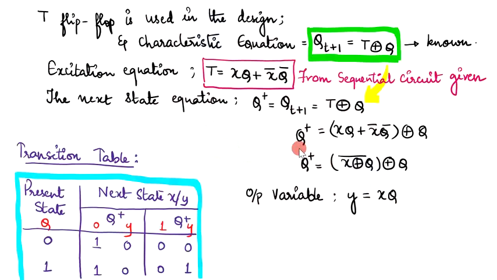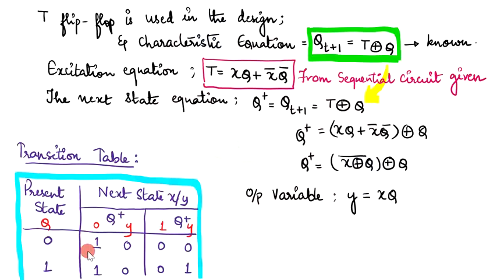The next step would be to obtain the transition table. For the transition table, we have the present state, that is Q, because it is just one state. So present state Q, and the next state represented as Q plus. Now the input X can either be 0 or 1, and the output is single, so that is why I have represented the output here. Depending upon what is the present state and the next state, I need to fill in the contents of this particular table.